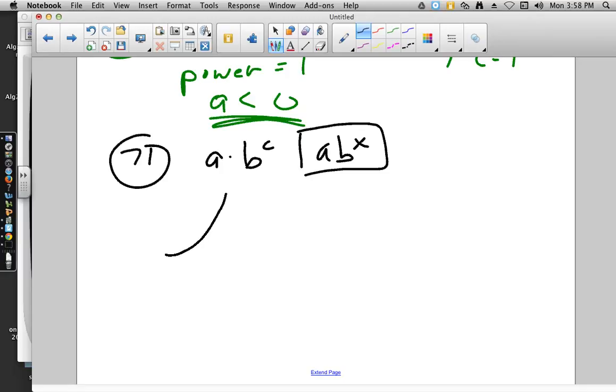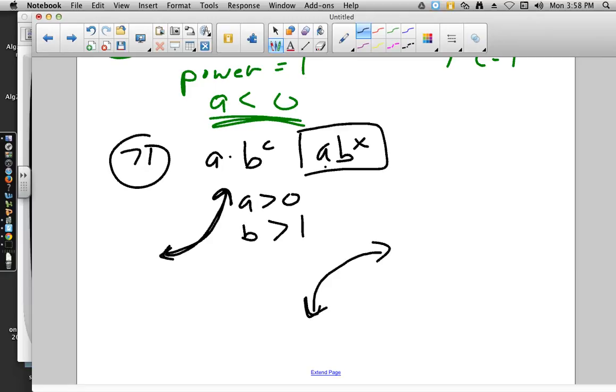It could look like this and be our exponential growth. Or it could look like this and be increasing. So we think, all right, if it's a times b to the x, how do you get this exponential growth? Well, you get it if a is positive, so a is greater than 0, and if b is greater than 1, because that gives you the growth.